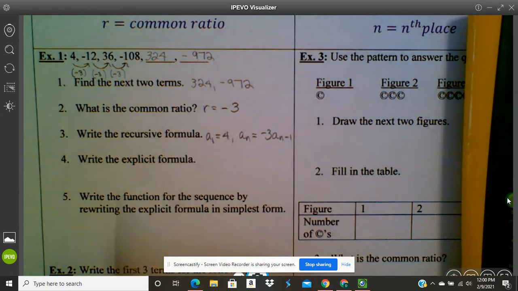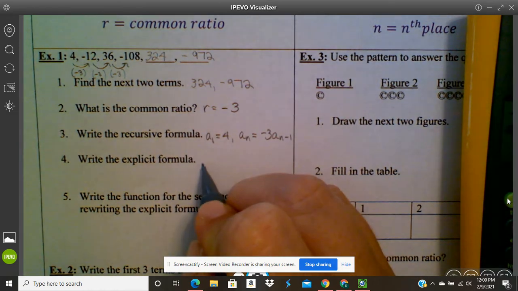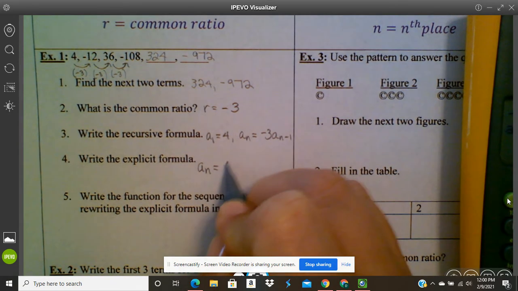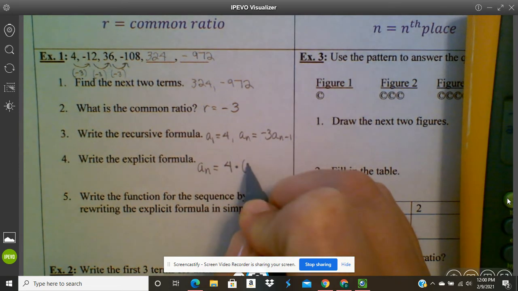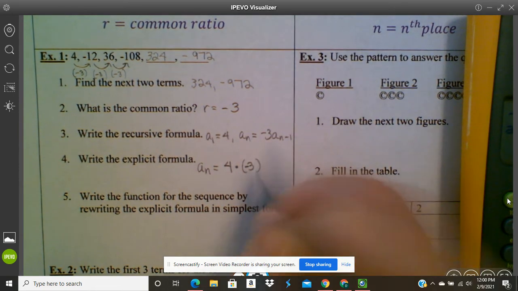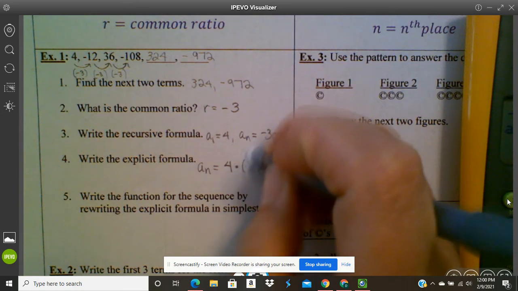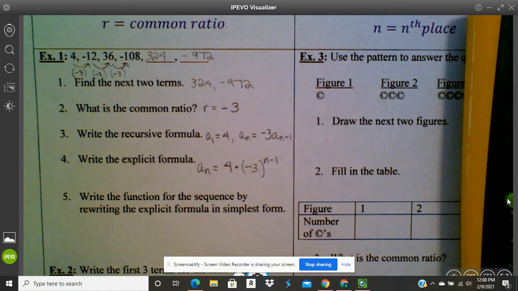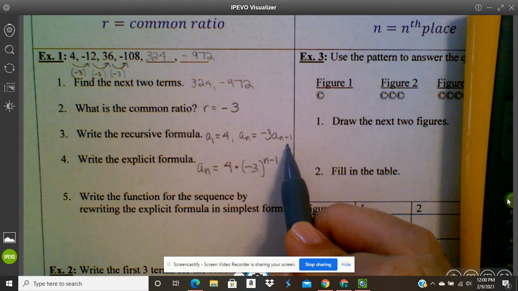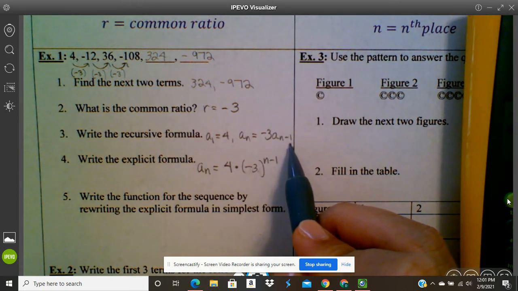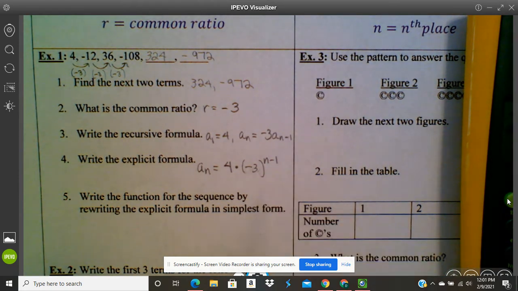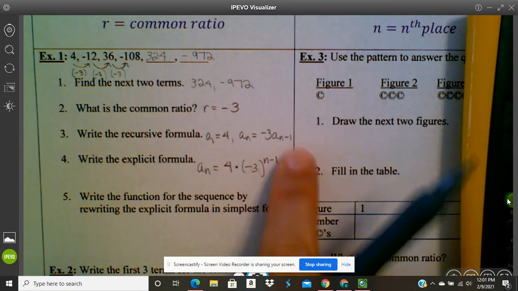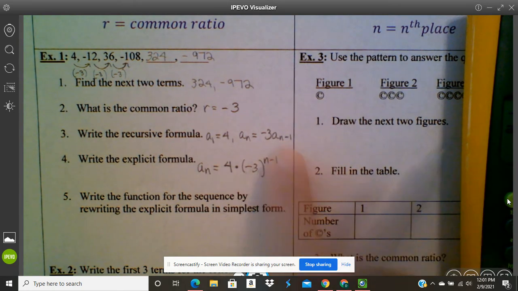The explicit formula, remember, relies on you knowing the first term and the common ratio, which is -3. Let's clean that up a little bit. So my first term is 4, my ratio is -3, and I raise that to the n minus 1 power. One thing I want to point out here is I've got a subscript. Subscript represents the position. Superscript represents the exponent. So you're doing math when it's an exponent, and you're ordering or placing when it's in a subscript.